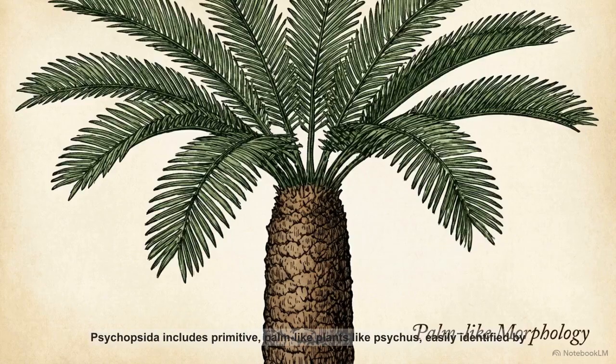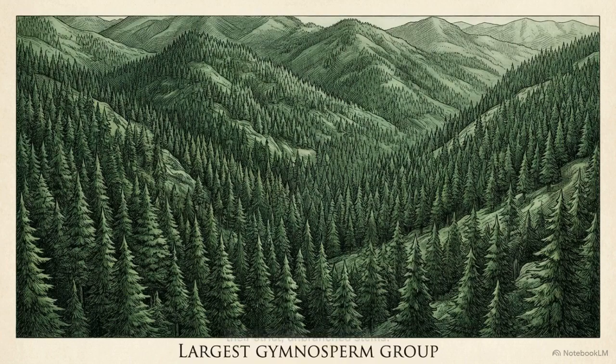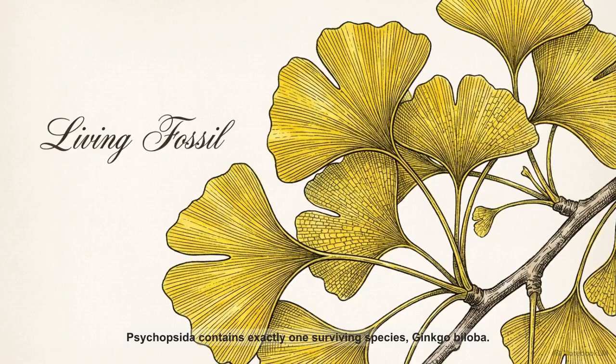Cycadopsida includes primitive, palm-like plants like cycas, easily identified by their strict, unbranched stems. Coniferopsida is the largest and most dominant group. It contains the massive evergreen needle-bearing trees such as Pinus and Cedrus. Ginkgopsida contains exactly 1 surviving species, Ginkgo biloba. Known as a living fossil, it is immediately recognizable by its unique fan-shaped leaves.